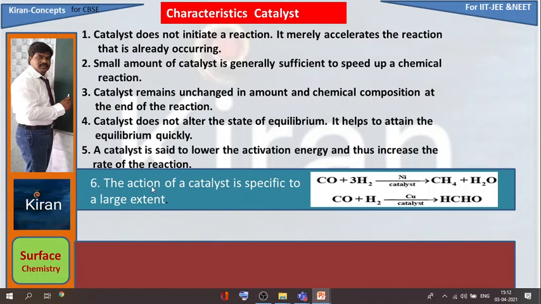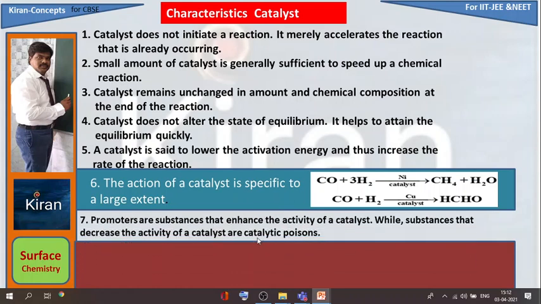Sixth point, catalysts are highly specific. In this specific case, when carbon monoxide reacts with hydrogen, you get methane gas and water. But when I change the catalyst, from nickel to copper, the same carbon monoxide gas reacts with hydrogen to form formaldehyde. So all catalysts are specific.